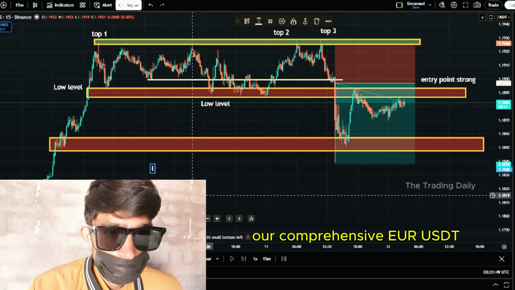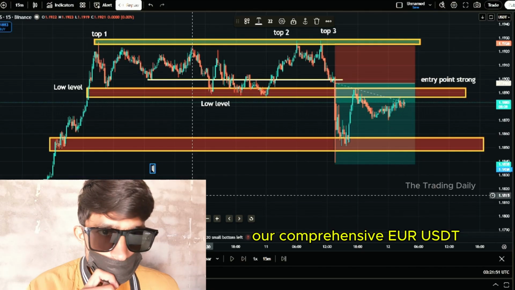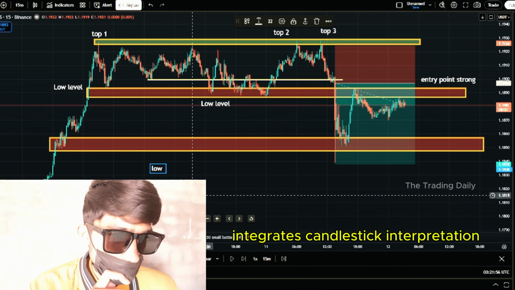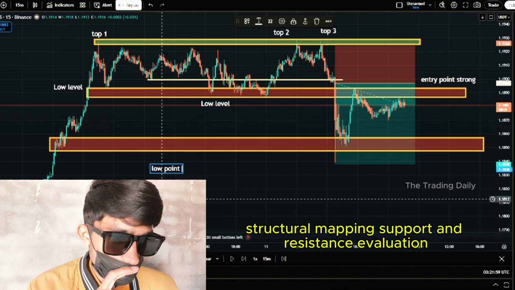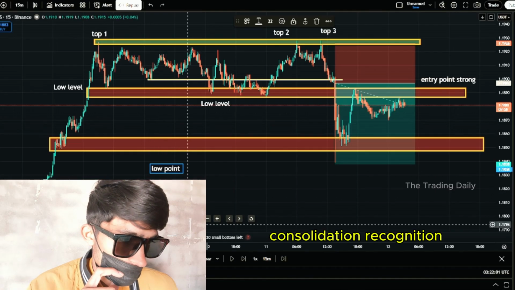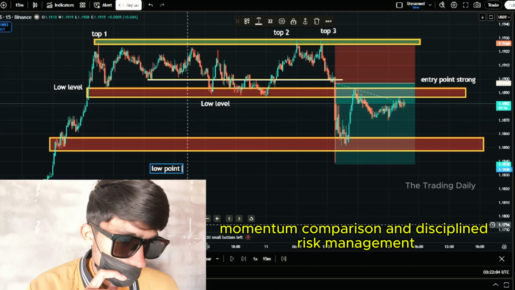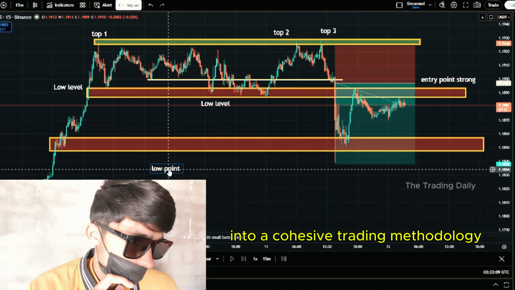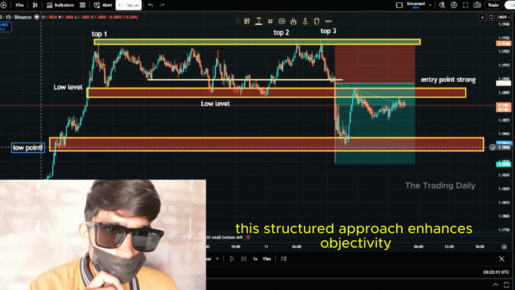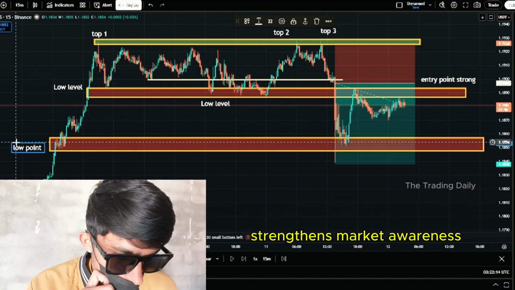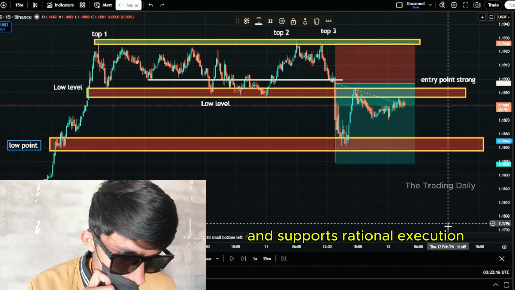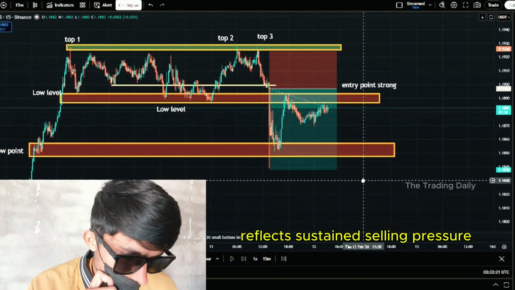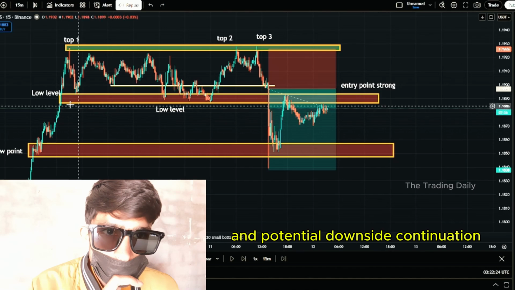In conclusion, our comprehensive EURUSDT 15-minute chart analysis integrates candlestick interpretation, structural mapping, support and resistance evaluation, consolidation recognition, momentum comparison, and disciplined risk management into a cohesive trading methodology. This structured approach enhances objectivity, strengthens market awareness, and supports rational execution, while a large bearish body closing near its low reflects sustained selling pressure and potential downside continuation.